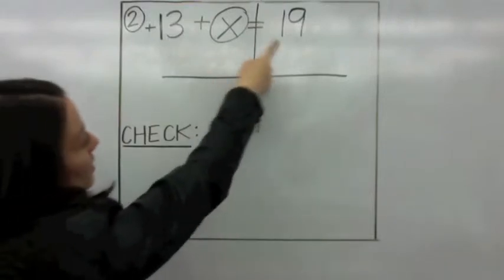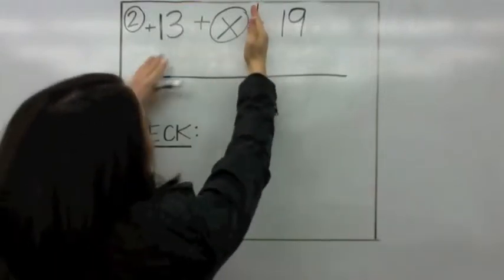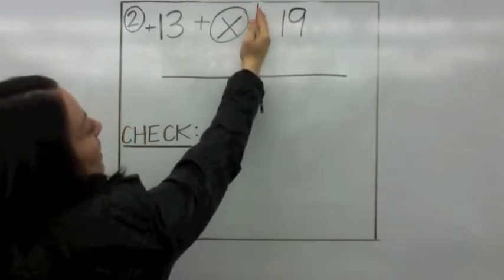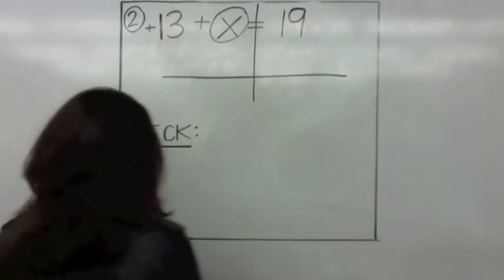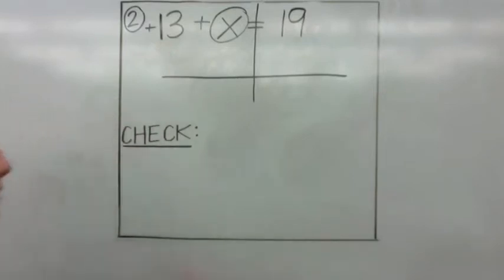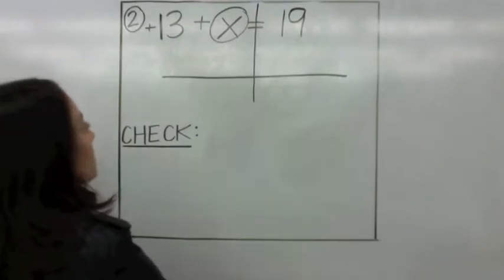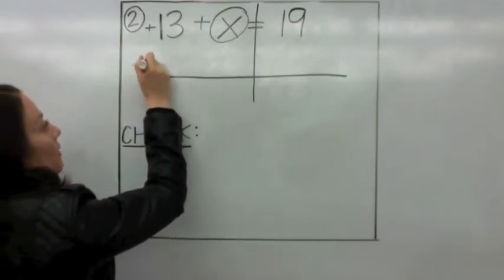Now, what number is next to x? And I don't want you to look at this number. Look at the left side of the equation. What number's next to x now? It's positive 13. So we still have to do the opposite of that number that is next to x. So what's the opposite of positive 13? It's negative 13.